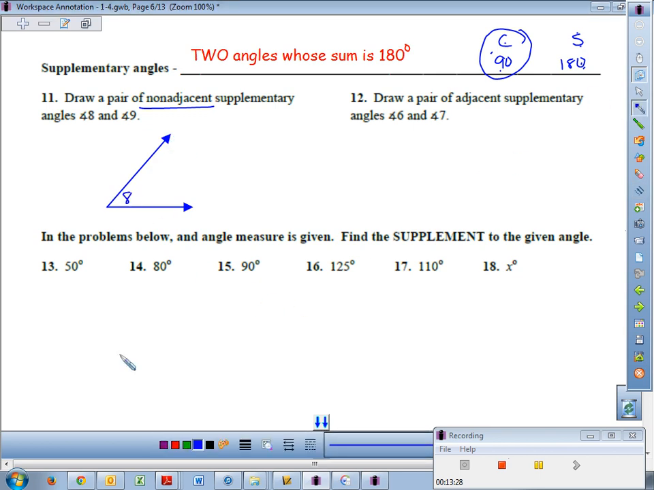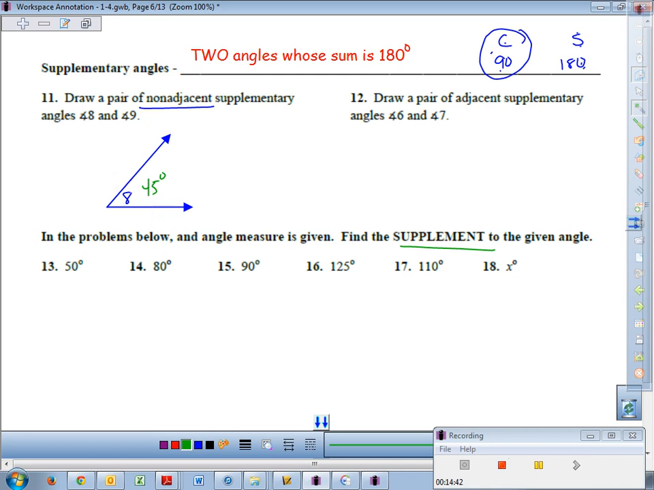Angle 8. Right there. Got her drawn. Now let's guesstimate how much it is based off your drawing. To me, my angle looked like 45 degrees, so I put 45 degrees. Now I need to think of the other angle that makes it add up to 180, which would be called its supplement, right? If these are supplementary angles, supplement. What's the supplement to a 45-degree angle?